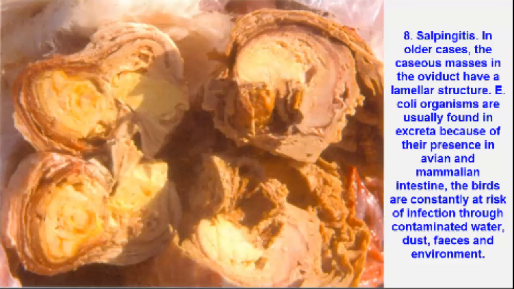8. Salpingitis. In older cases, the caseous masses in the oviduct have a lamellar structure. E. coli organisms are usually found in excreta because of their presence in avian and mammalian intestine. The birds are constantly at risk of infection through contaminated water, dust, feces, and environment.